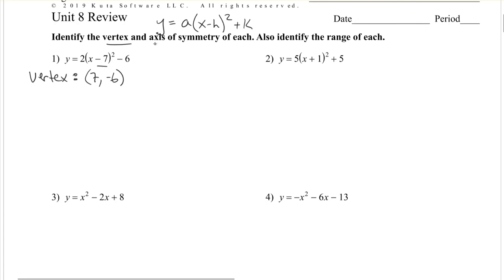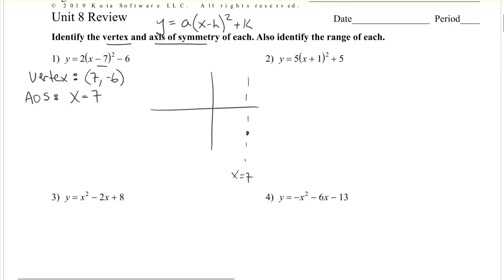Next we want our axis of symmetry. Well, we know that our axis of symmetry goes through our vertex, or our vertex is on the axis of symmetry. So that has to have the same x value. So it's x equals 7. Alright, we've got a vertex at 7, negative 6. So somewhere down here we've got our axis of symmetry at x equals 7.